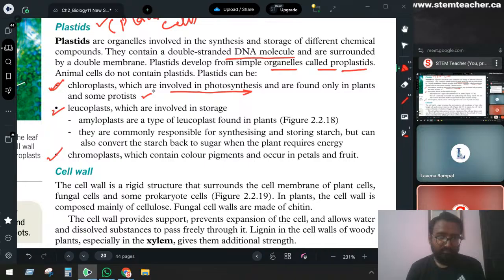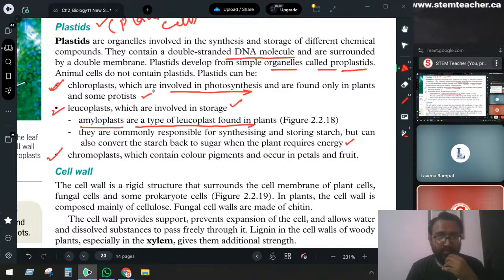Leucoplasts, which are involved in storage. Amyloplasts are a type of leucoplast found in plants. They are commonly responsible for synthesizing and storing starch, but can also convert the starch back to sugar when the plant requires energy. Plants also require energy, but it stores 100 and uses 10. That is a general observation I'm saying. So the storage of food is huge, but usage is very little.